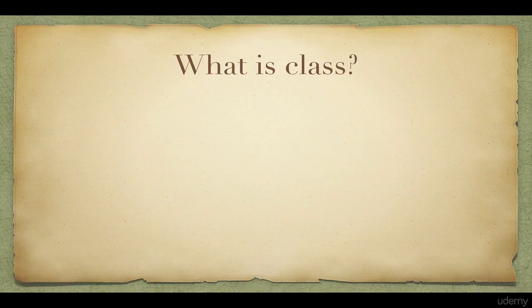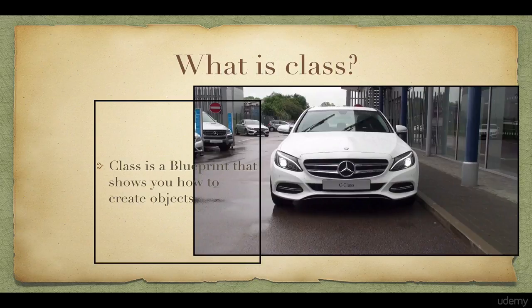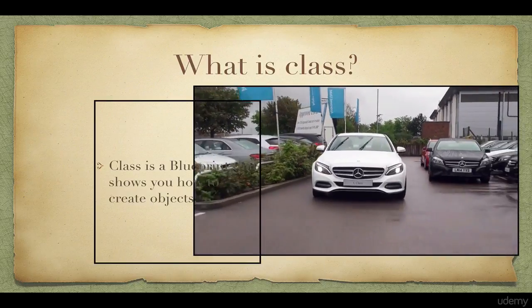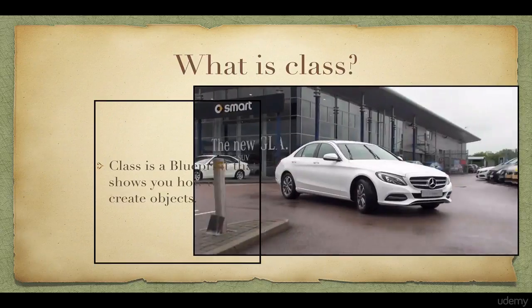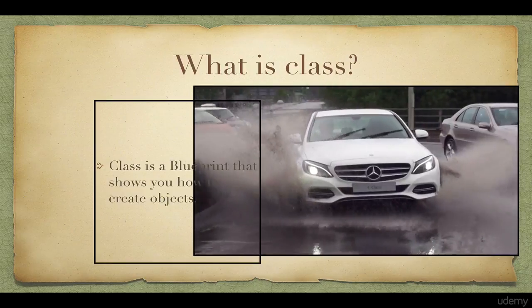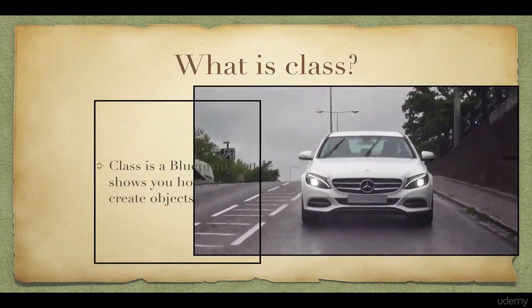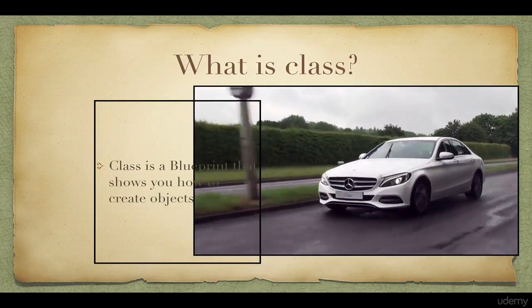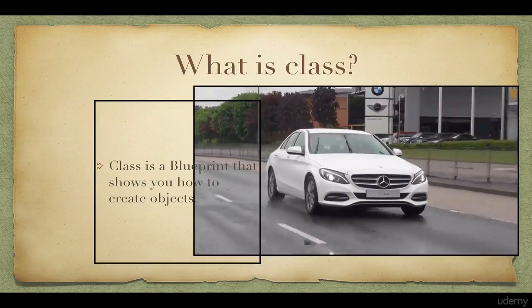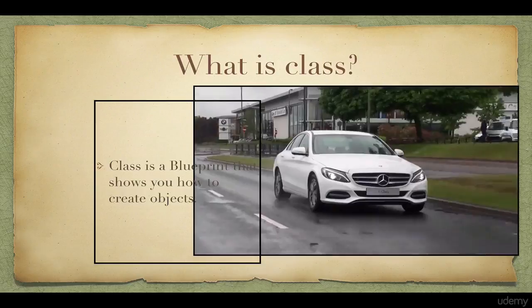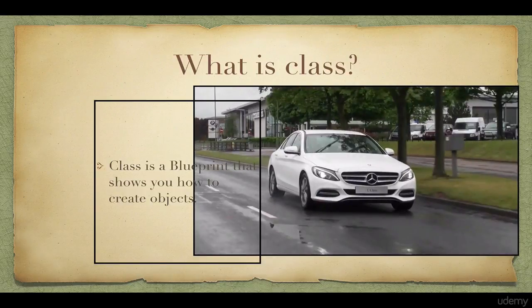So, what is a class? A class is a blueprint that shows you how to create objects. For example, we have a class called Car. This Car class is going to allow us to create objects of type Car. So the type is Car, right? And inside that blueprint, we have some attributes. For example, the speed of the car, the power of the car, the number of wheels of the car, right? That blueprint shows us how to create car objects. That's as simple as that, right?